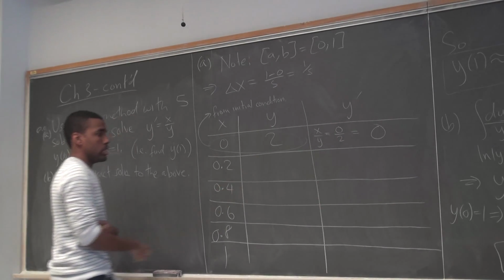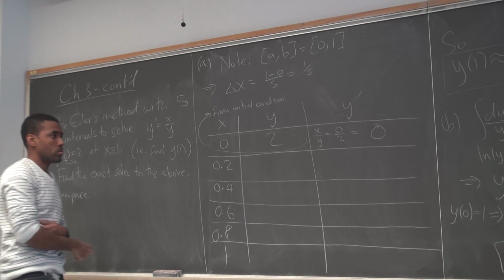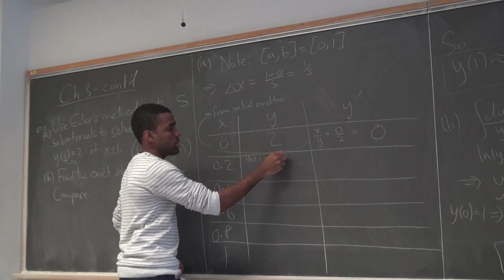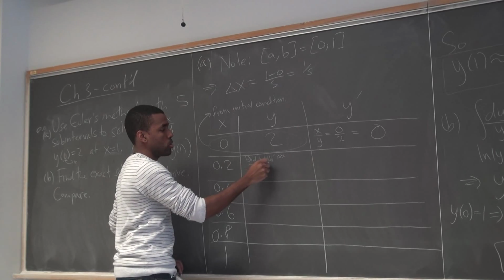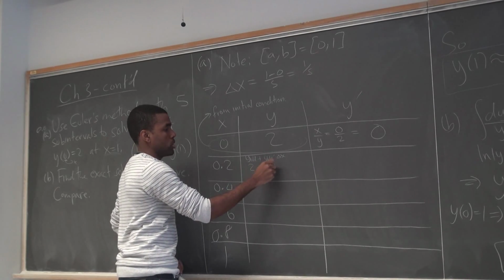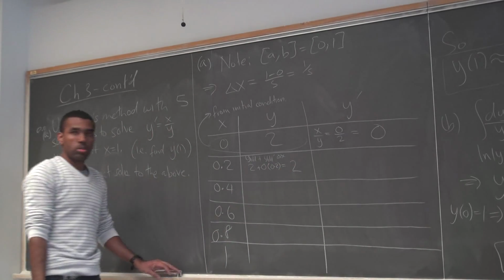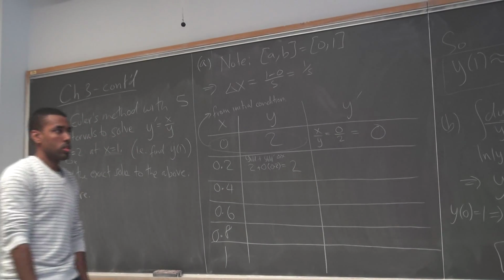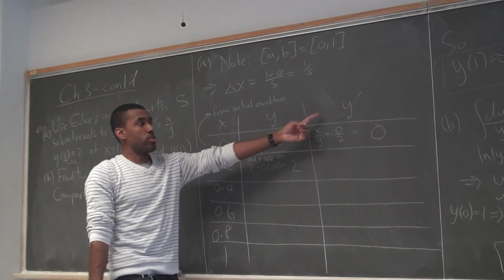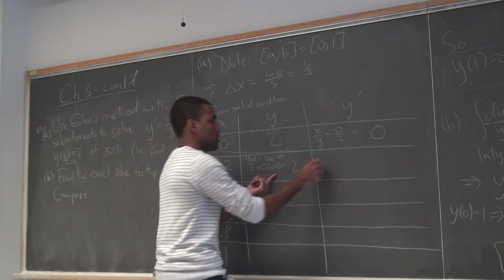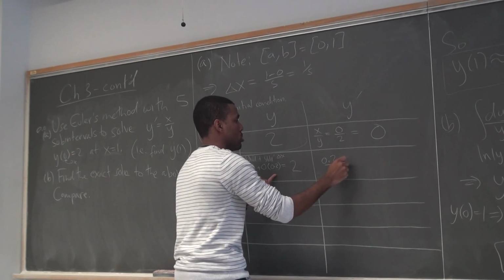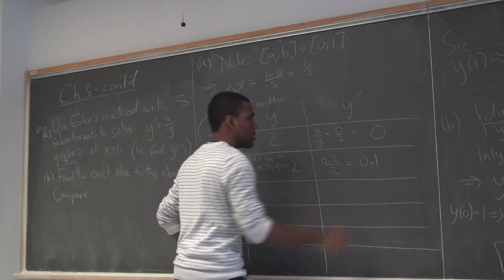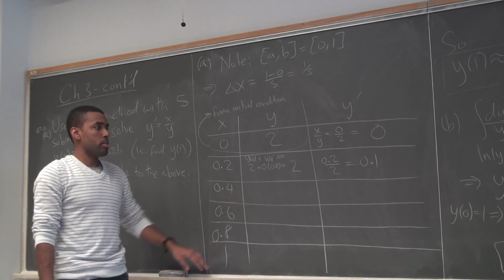Now what am I going to do here? 2.0 times 0.2. Here we use that theorem: y old plus y prime old times delta x. That's 2 plus 0 times 0.2, which is just 2. And what goes here? 0.2 over 2. According to this formula, my derivative is given by this divided by that. So it's 0.2 over 2, which is 0.1.